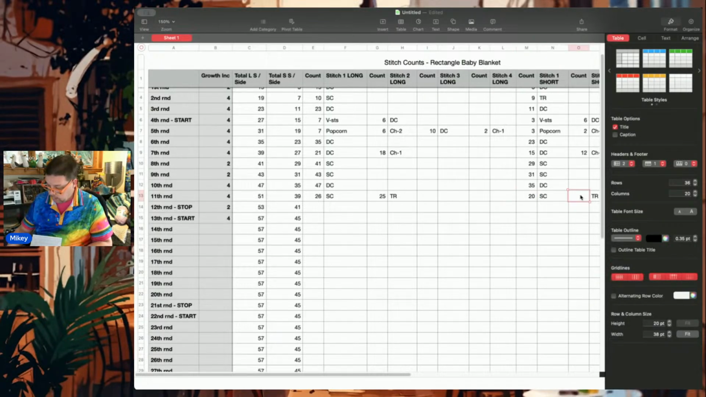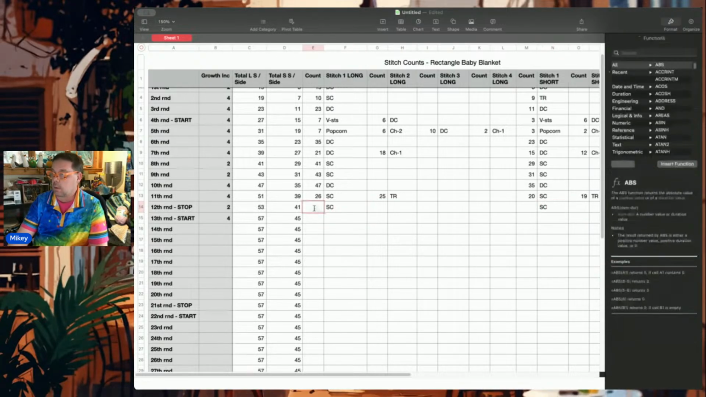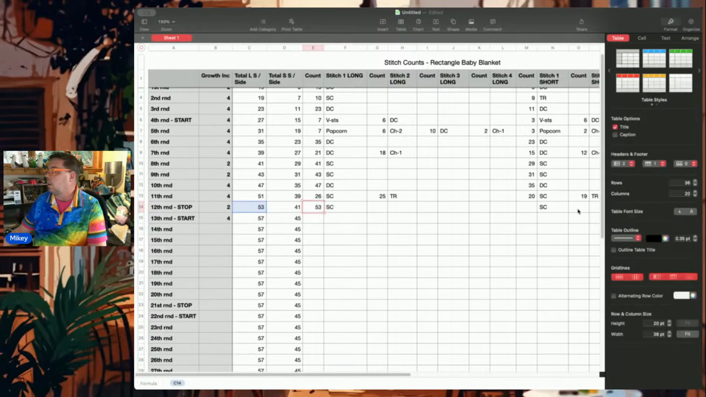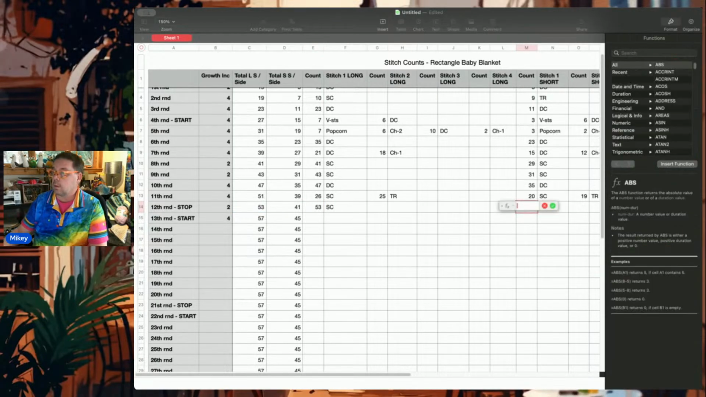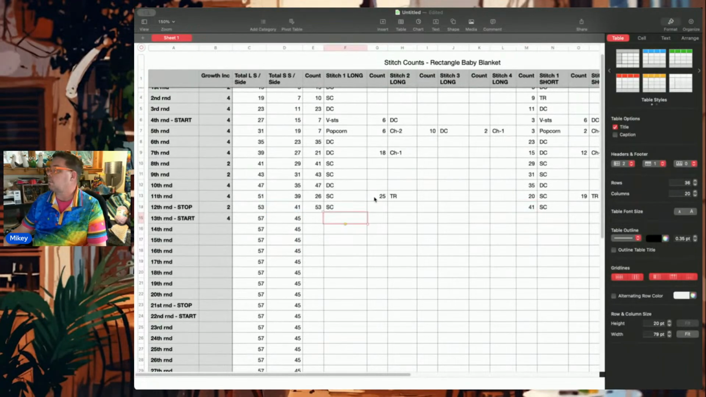And then we'll take how many trebles? We have 1, 2, 3, 5, 6, 7, 8, 9, 10, 11, 12, 13, 14, 16, 17, 18, and 19 trebles. Okay. And then the 12th round is a single crochet round. Which equals this round right there. And this one equals. Okay, so we now have the first start of this completed.